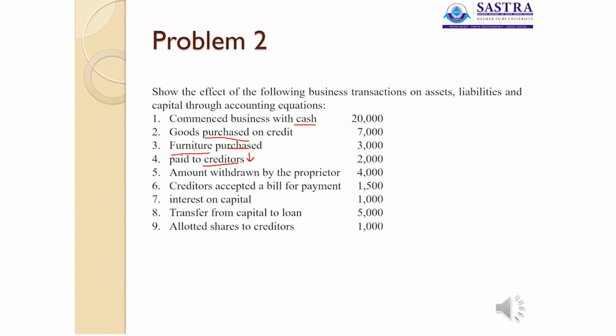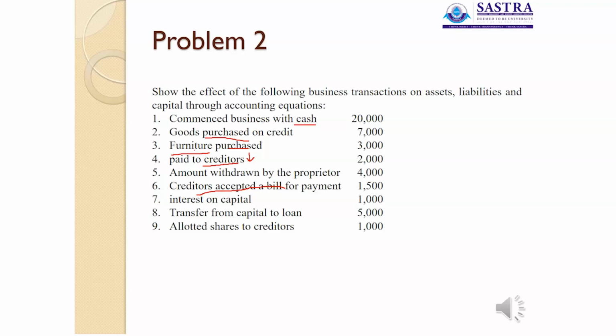Then creditors accepted a bill for payment. So creditors accepted a bill for payment, in the sense bills payable. Bills payable is one of the liabilities. So bills payable, that is the liability increased. So increase in liability, rupees 1500.